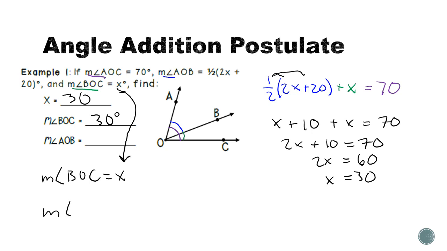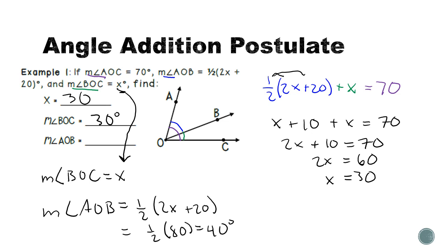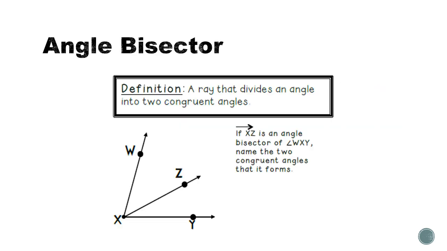And the measure of angle AOB, 1/2 of 2x plus 20. Well, 2 times 30 is 60, plus 20 is 80, and half of that is 40. So the answer is 40 degrees.